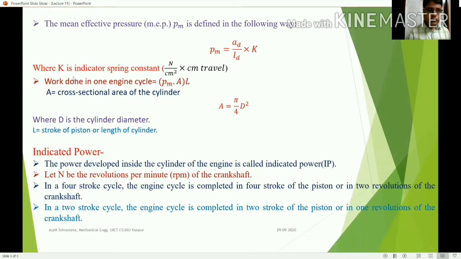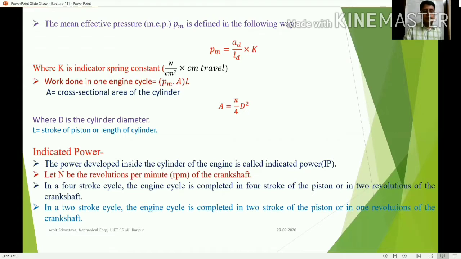Now we move towards work done in one engine cycle. So what is work done in one engine cycle? That is defined as PM multiplied by A multiplied by L, where A is the cross section area of the cylinder, and L is the stroke of the piston or length of the cylinder.